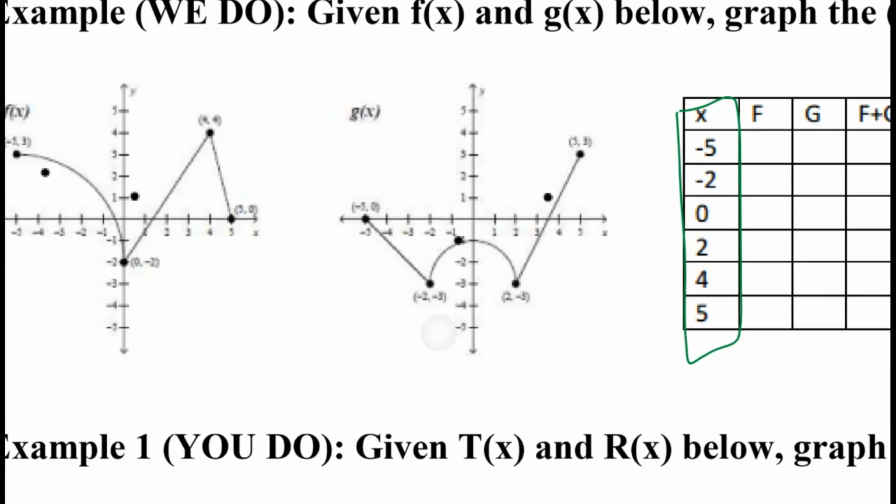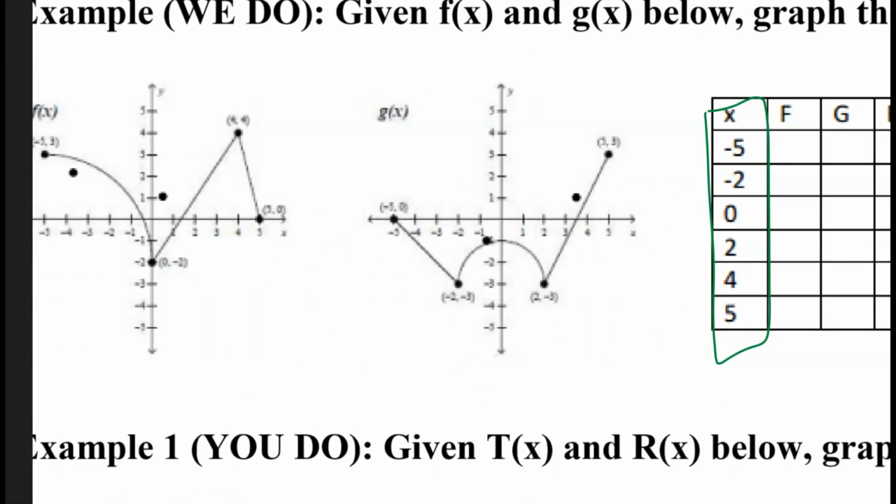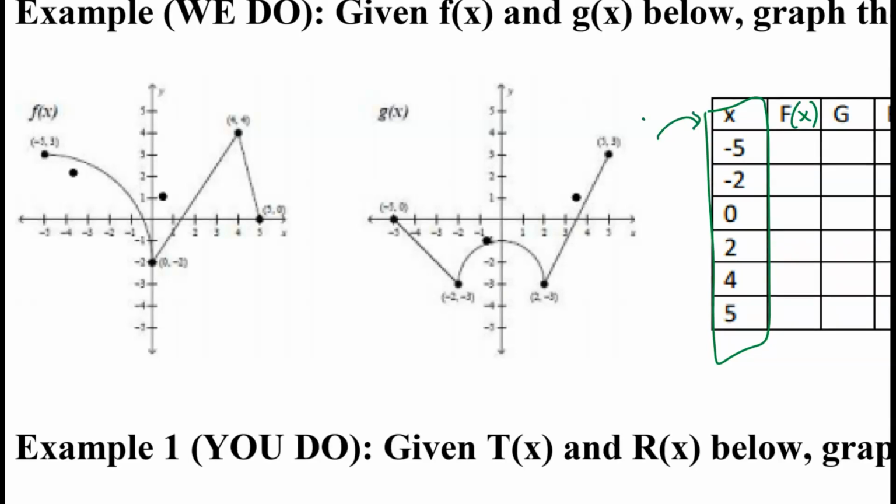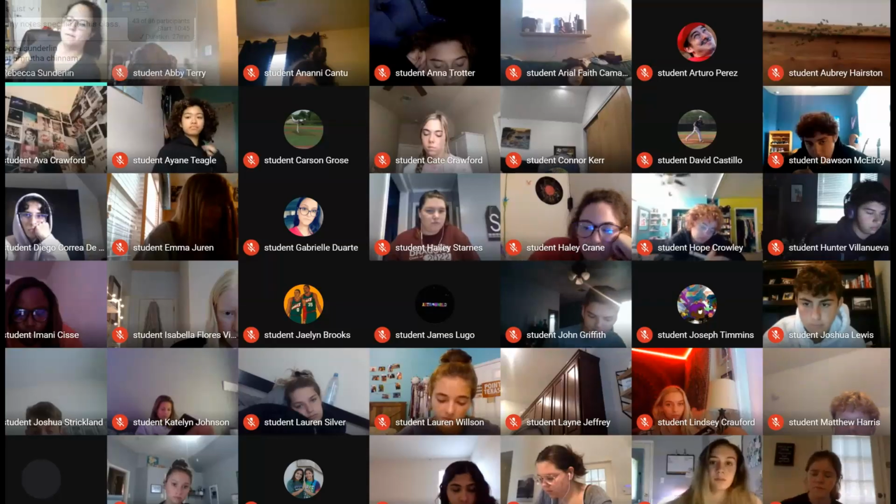So for both f and g, first I'll look at my f of x. So again, this x column here is my inputs. I'm finding those x values on the graph and figuring out what y value the function has.